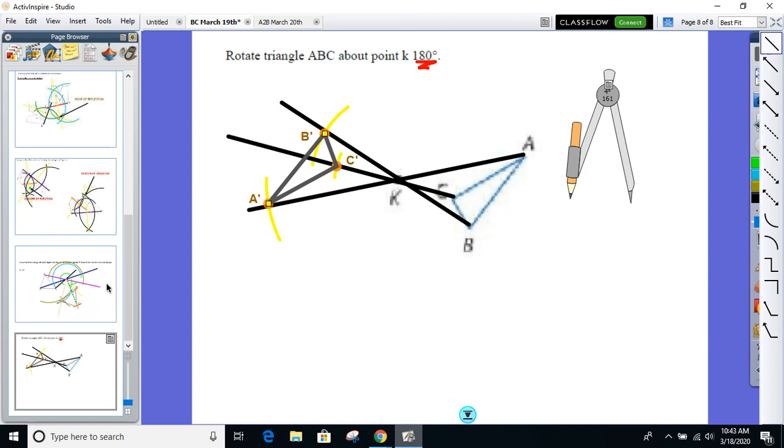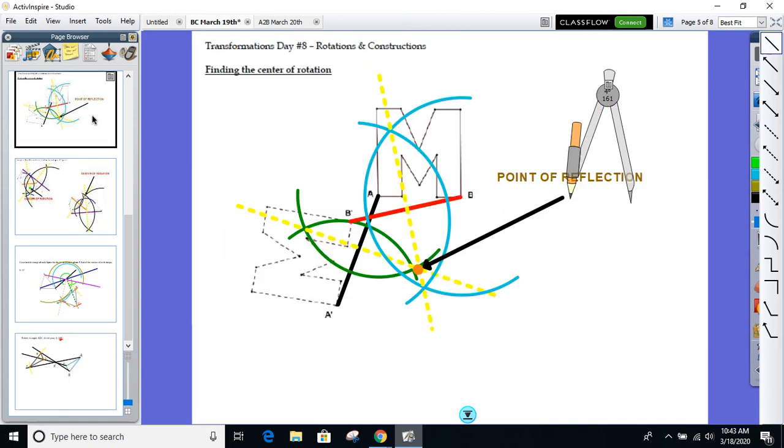All right. So hopefully 90 degrees. I know it's a little tough, but we can get through it. You're fine. Just stay neat and organized. 180 is great. And then finding your points of reflection.